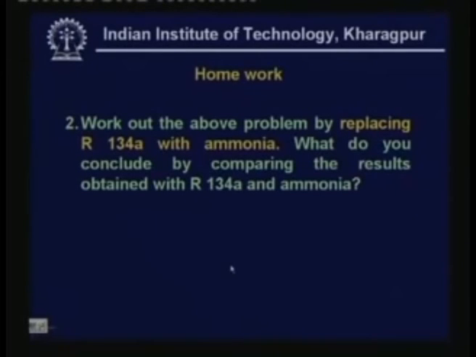Now you repeat this problem. The homework is like this: repeat the problem by replacing R134A with ammonia, compare the performance, and conclude by comparing the results obtained with R134A and ammonia. There will be some differences because ammonia has a different TS shape. The vapor dome shape is different on the TS plane for ammonia and R134A. So this is the homework.